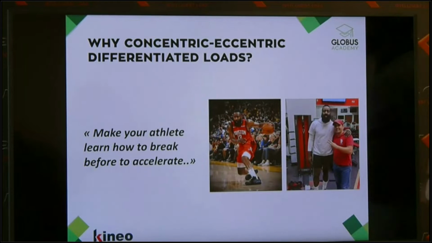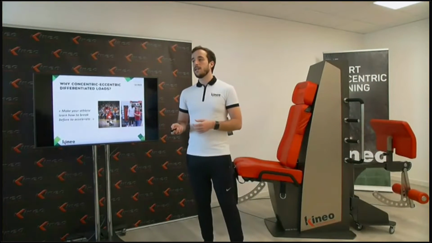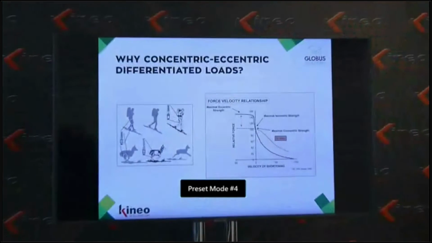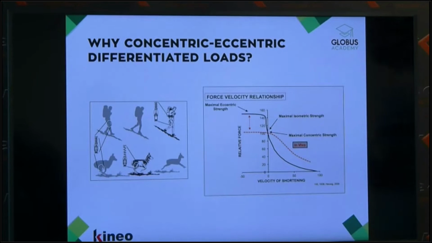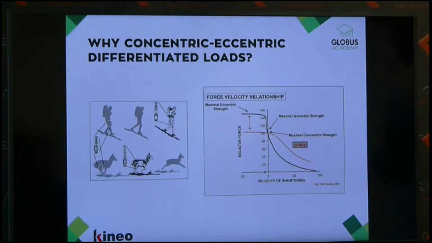Continuing to ask why concentric eccentric differentiated loads, from a scientific point of view, we have understood since the 90s basically, with the first model, and let me see if I can point it out on the monitor. In the first model, the spring model of eccentric training, there were two very basic explanations. Eccentric loading, eccentric training and eccentric contraction were used either to dissipate energy in deceleration or to accumulate and store energy for the next concentric movement.